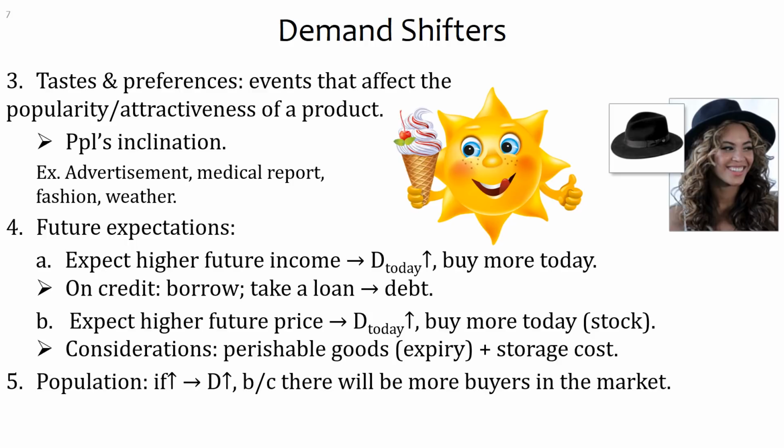And another shifter is population. If the population goes up, let's say because of immigration, then the demand is going to go up. And that should be fairly obvious because there's going to be more buyers in the market. The market demand is the sum of all buyers put together. All right, so pause here and write down your notes.